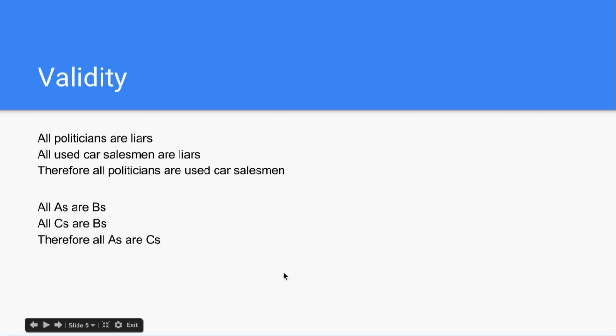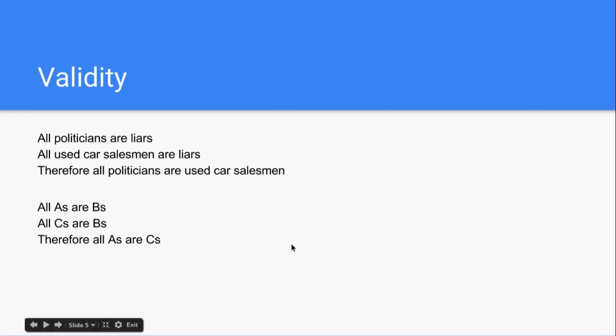What of argument number 4? All politicians are liars, all used car salesmen are liars, therefore all politicians are used car salesmen. Now, if we represent the argument formally, as we did before, we have all A's are B's, all C's are B's, therefore all A's are C's. And this is clearly not a valid argument form. It's like arguing that all elephants are tall, all basketball players are tall, and therefore all basketball players are elephants.